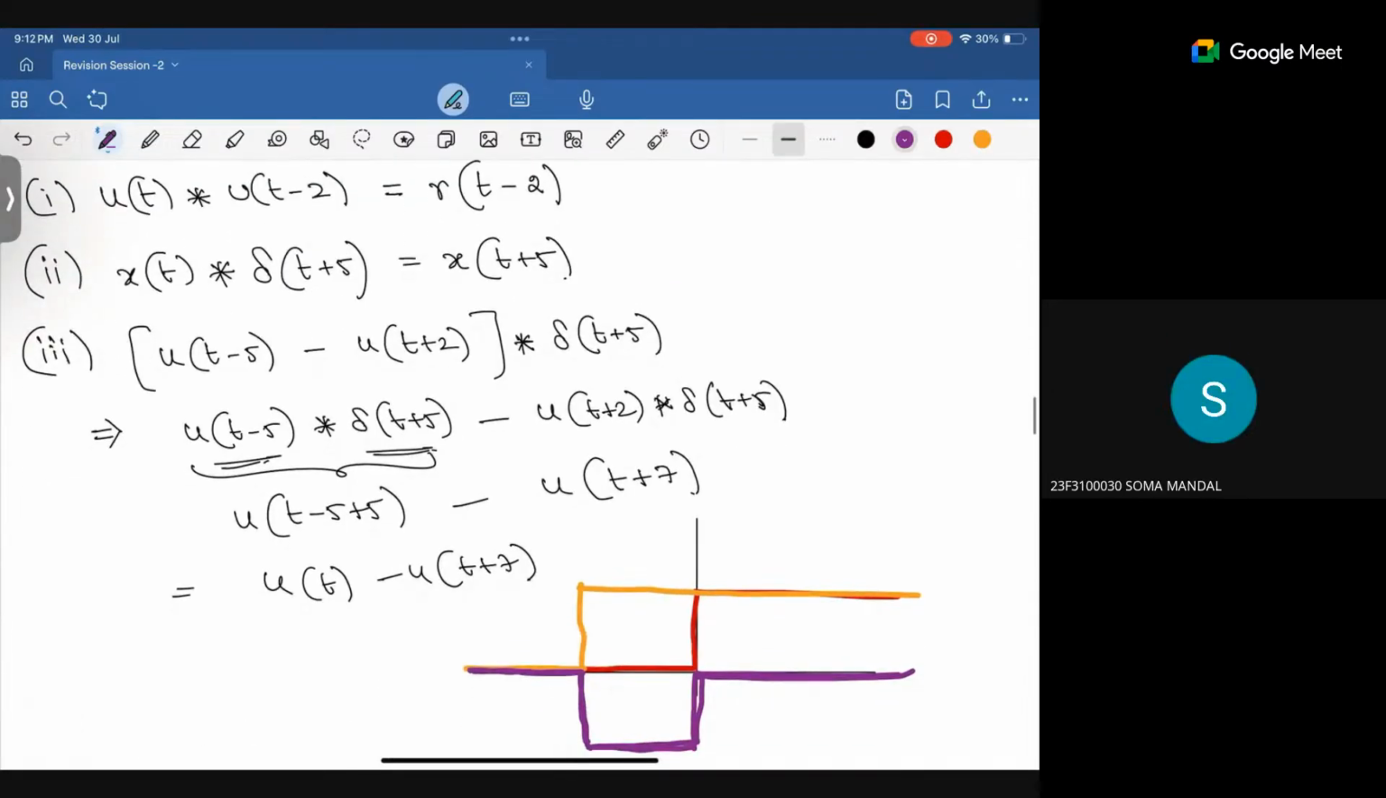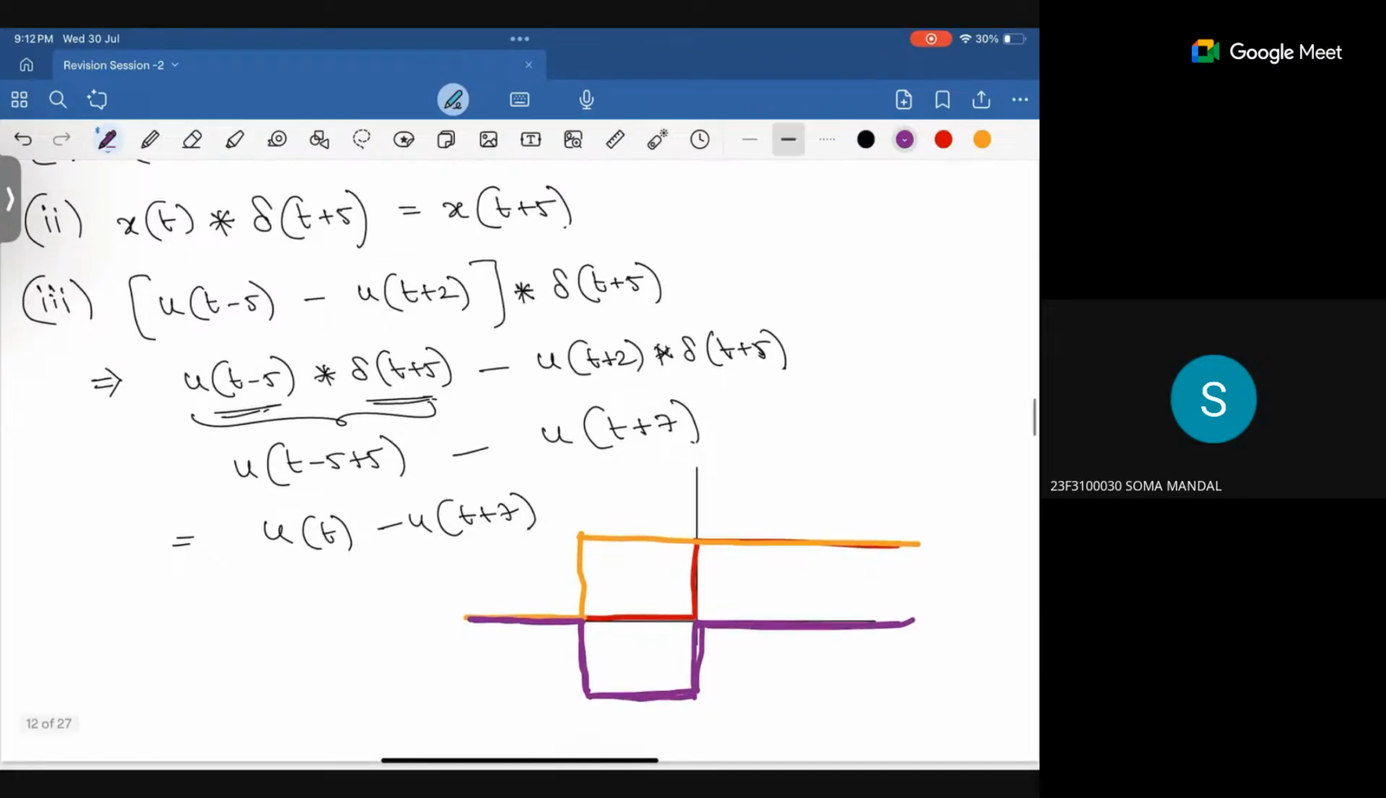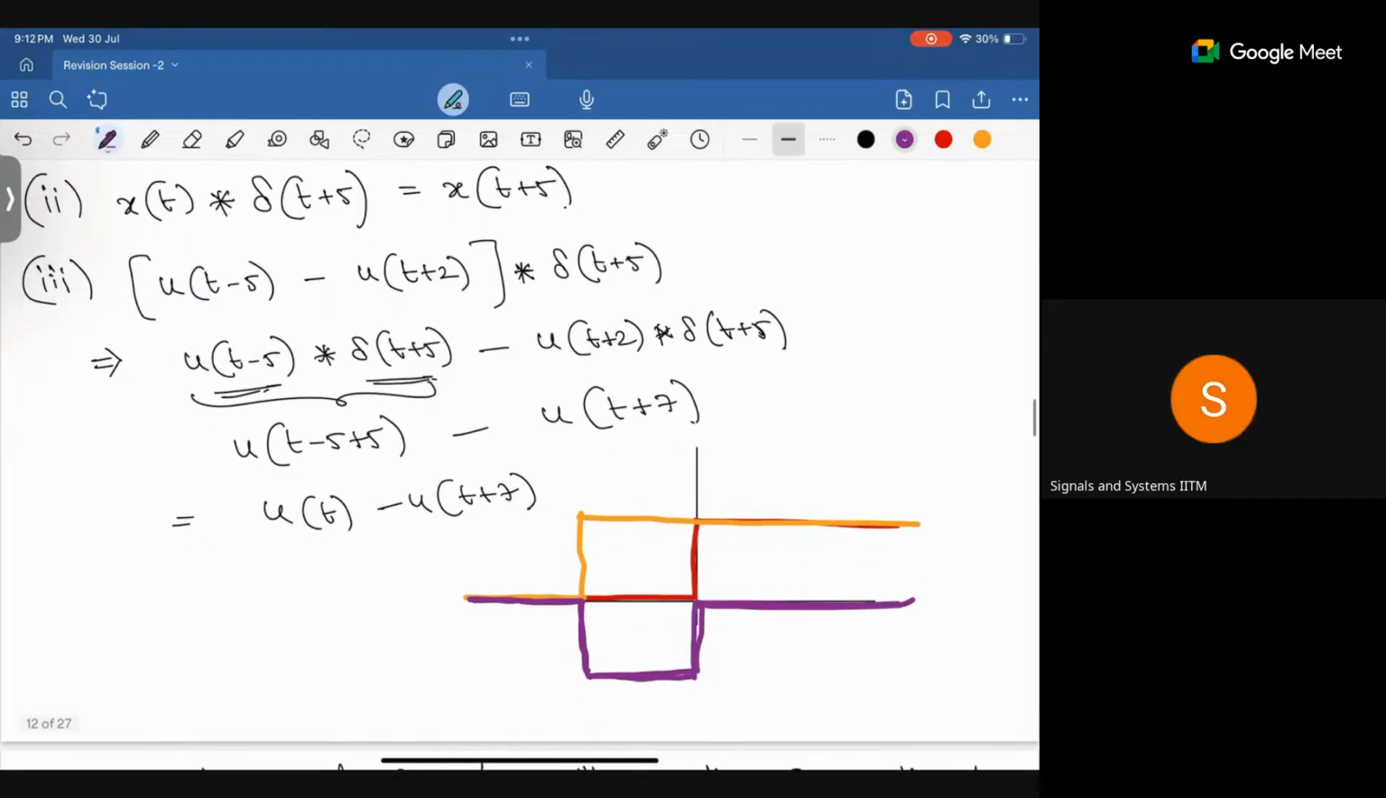Sir, please again tell this minus. Which one? Okay, the orange one is u of t plus 7. Correct? Yes, sir. This red one is u of t.